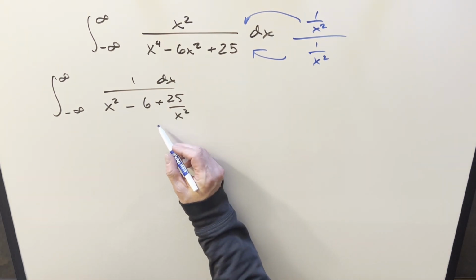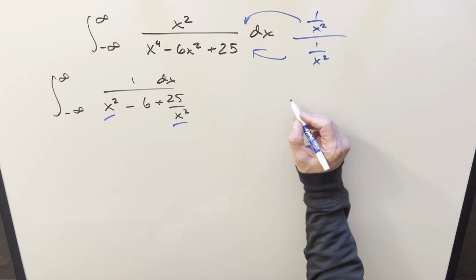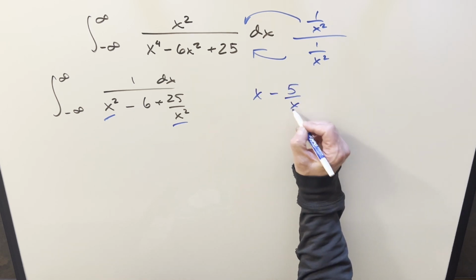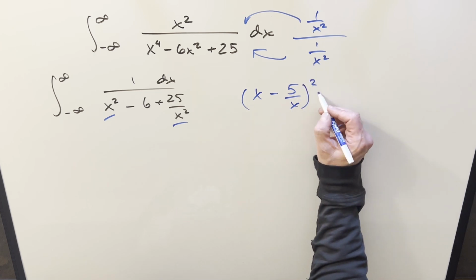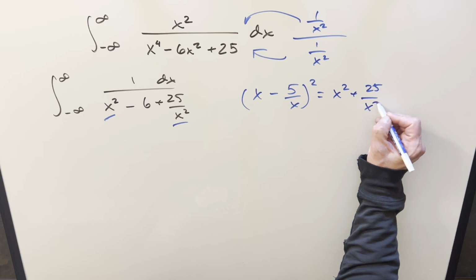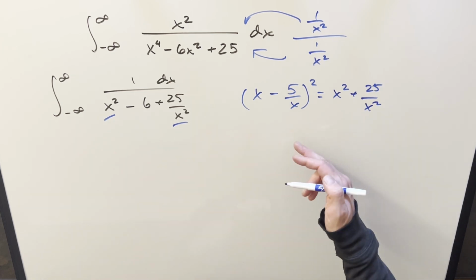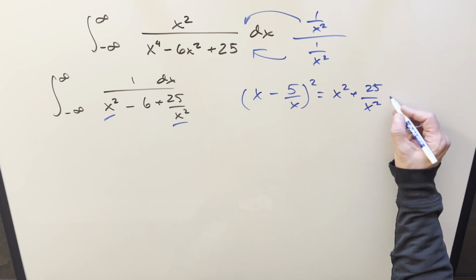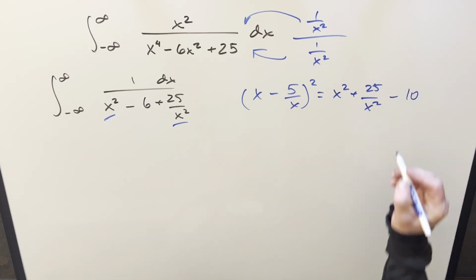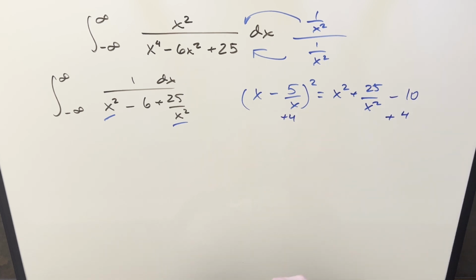But now this denominator, I can factor it, really just focusing on this and this. Because we know, let's see, if I take x minus 5 over x, and we just square it, we're going to get x squared plus 25 over x squared. So we get back the stuff we wanted. But then for the middle terms, we're going to get minus 5, or minus 10. So in order to get it to be the same thing as our denominator, I can just add plus 4 on both sides, plus 4 here, so this is just minus 6.